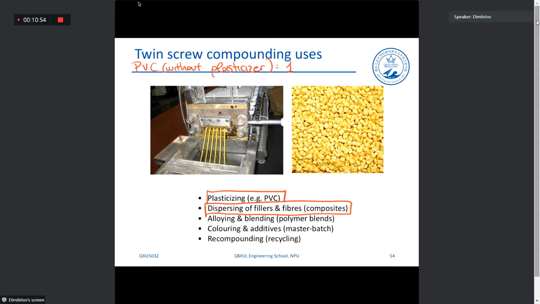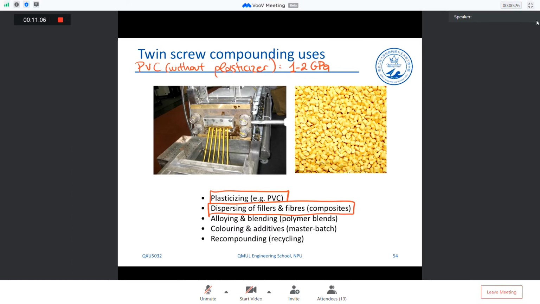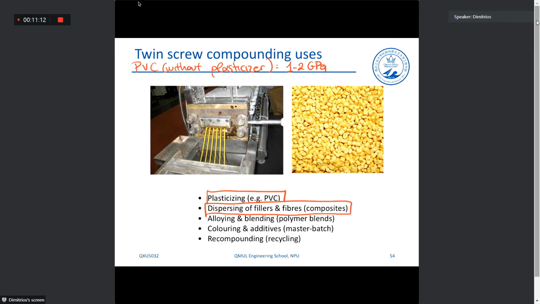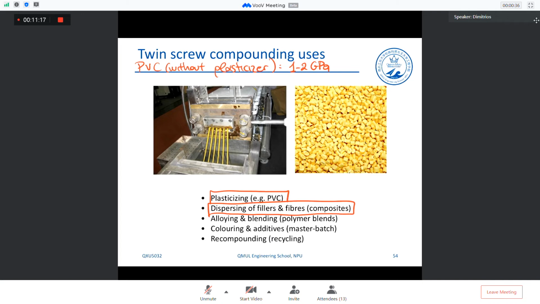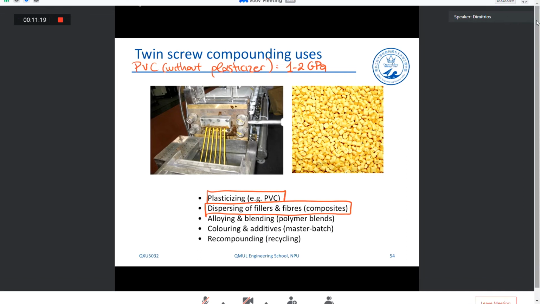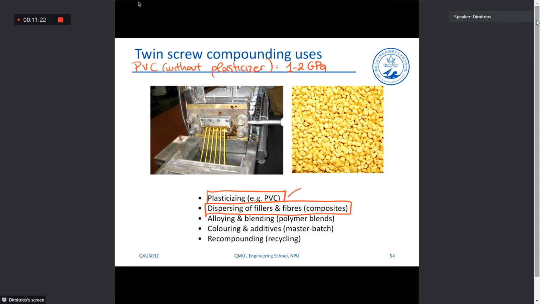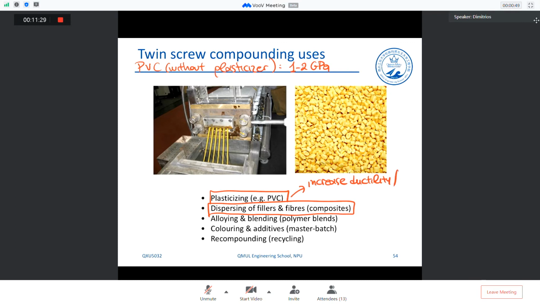Has a modulus of 1 to 2 gigapascals. Okay, some correct answers in the polymers group. Indeed. So if we add plasticizer within a relatively stiff polymer, what do we do? We increase ductility. And as a result, we increase the toughness as well.